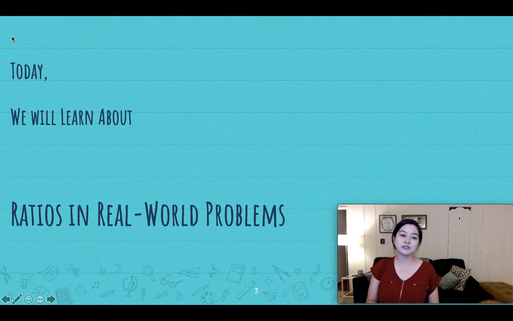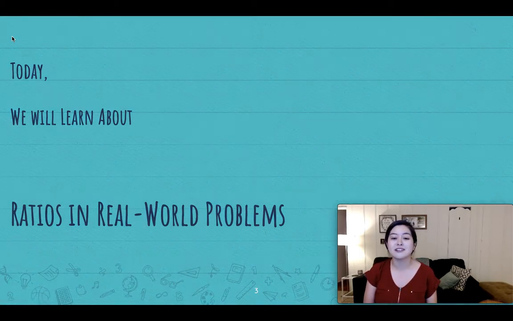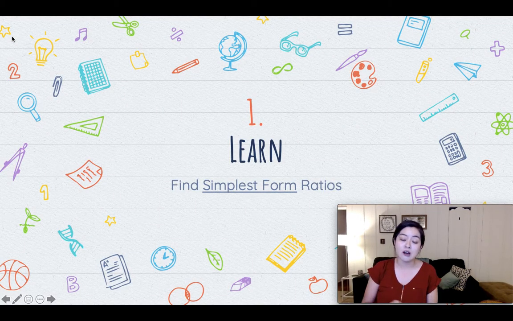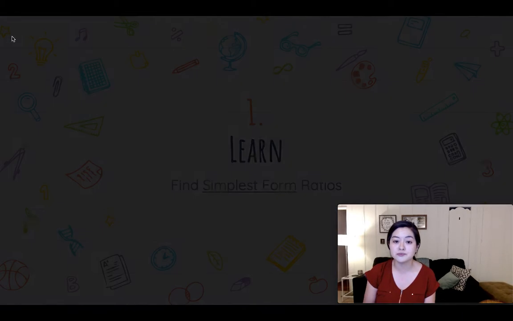So today we're going to learn about ratios in real world problems. You might be like, word problems, I don't like them. But you've been doing them actually. So I think you'll be able to do great. So the first thing we're going to do is find the simplest form of ratios.